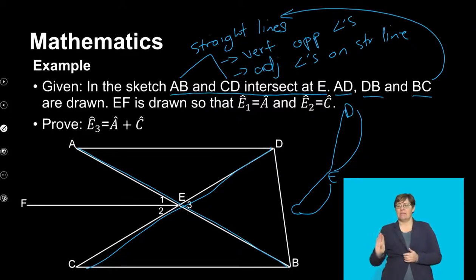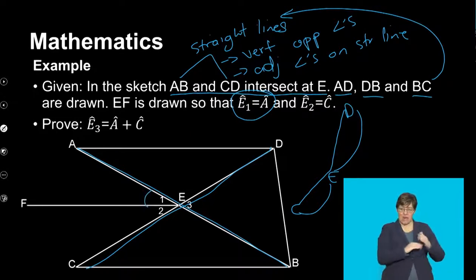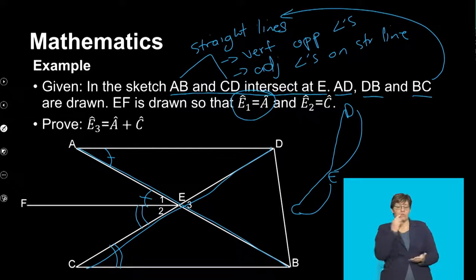EF is drawn, also a straight line, such that E1 is equals to A. So what do I know? E1 is this angle here. There I'm told that it is equals to that angle there. And then also E2 is equals to C. So this angle here will be equals to that angle there. And then I am required to prove that E3, which is this angle, is equals to A plus C, which is this one here plus that one there.